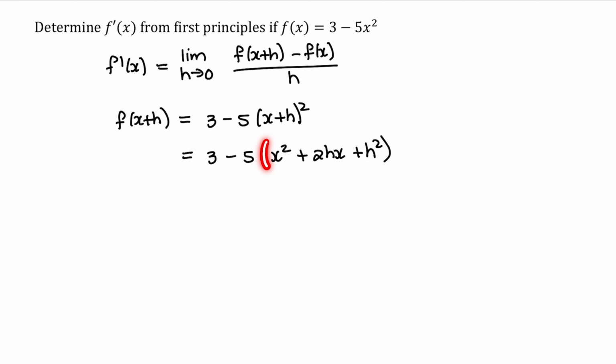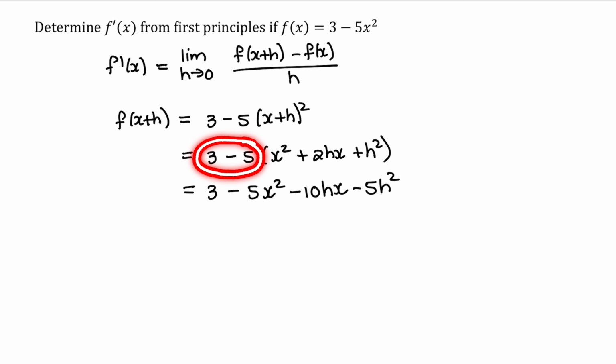Now I can remove the set of brackets by distributing the negative 5. So that becomes 3 minus 5x squared minus 10hx minus 5h squared. Again, a common mistake that people make is they say this is 3 minus 5 and they make that negative 2 and then they distribute a negative 2 in. That's also incorrect. Remember, this 3 is standing by itself and the negative 5 is connected to the brackets by multiplication. So I only need to multiply out the negative 5.